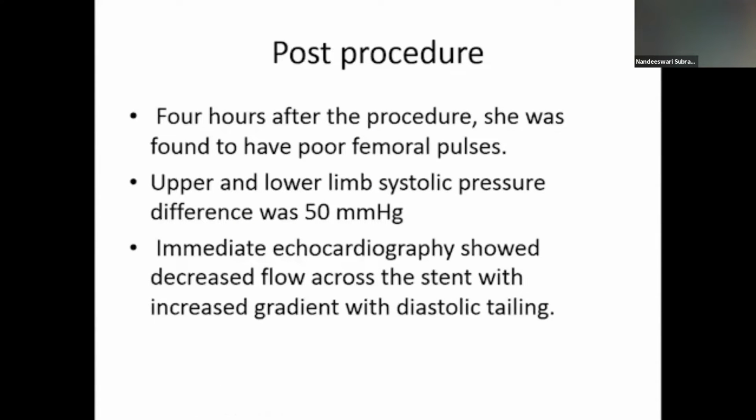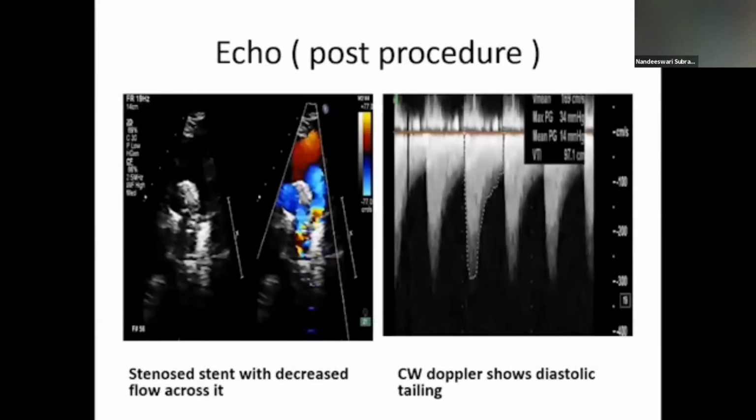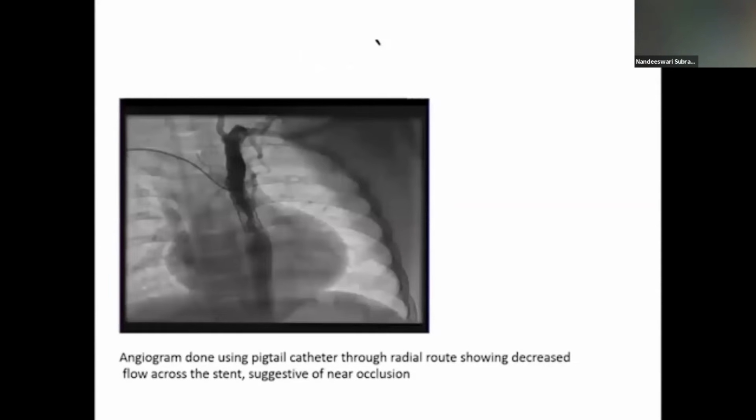4 hours post-procedure, she was found to have poor femoral pulses in the ward. The upper limb and lower limb systolic pressure gradient difference was around 50 millimeters of mercury. Immediate echocardiography was done, which showed decreased flow across the stent, with the continuous wave Doppler showing diastolic tailing and a mean gradient of 14.